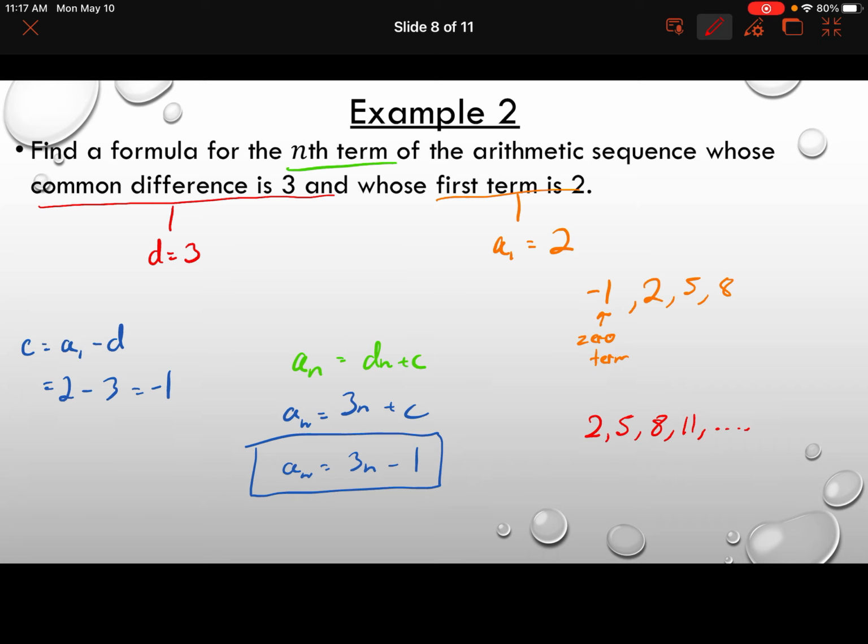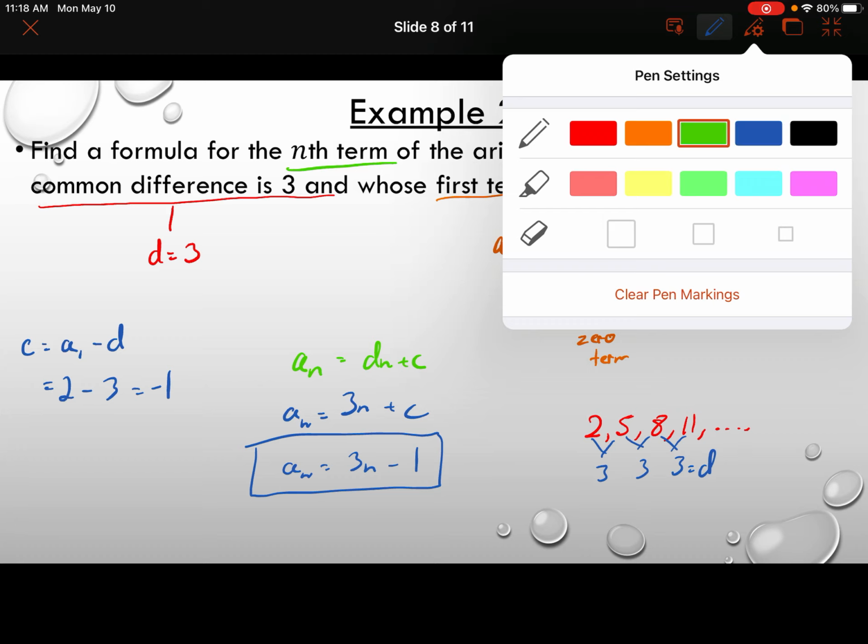Well, in this case, we would have to find the difference ourselves, right? We would have to actually do the math. So let's see, the difference between 2 and 5 is 3, because I know 5 minus 2 is 3. And then the same thing goes for 5 to 8, because 8 minus 5 is 3. And then 8 to 11, because 11 minus 8 is also 3. So at that point, that's how we would know the common difference is 3. And then we can basically follow the same process we did before to find what that c value was.